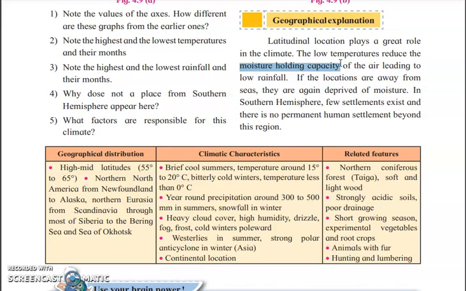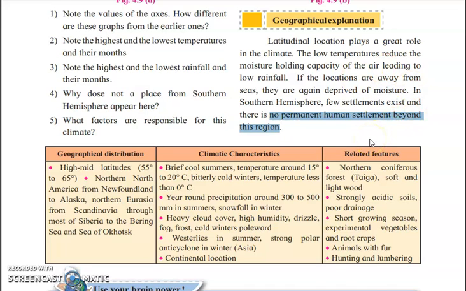In the southern hemisphere, few settlements exist, and there is no permanent human settlement beyond this region. As the favorable climate is not present, it is totally unfavorable. The climate is very harsh, which is not suitable for animals, nor for plantation and agriculture. Because of that, there is no permanent settlement found beyond this region. Very few people stay here, and beyond this region comes the tundra region. After that comes the ice sheet region. Beyond these regions you cannot find any human staying.